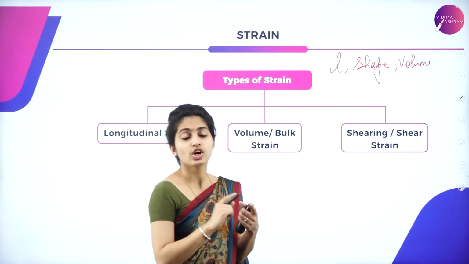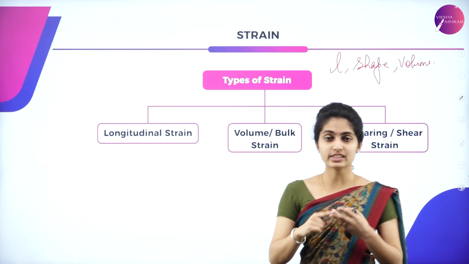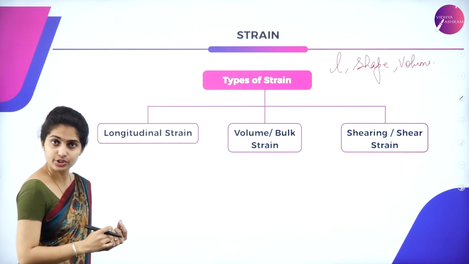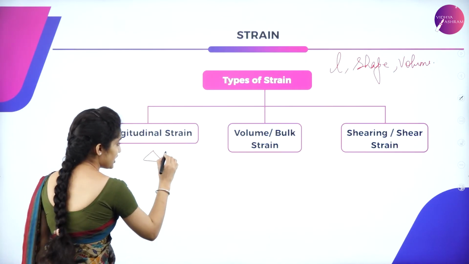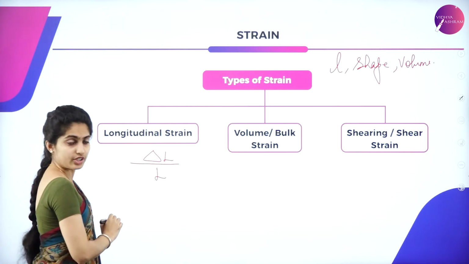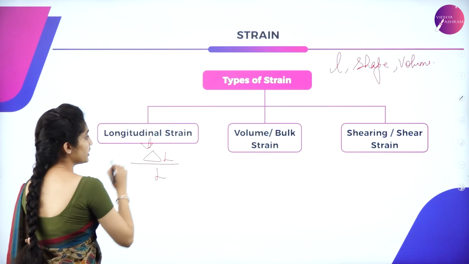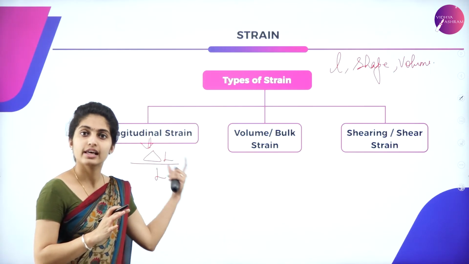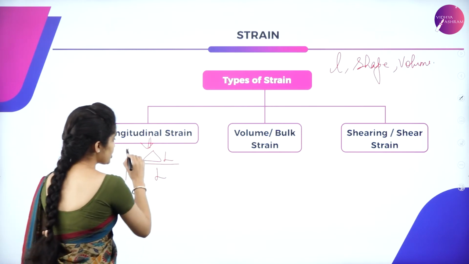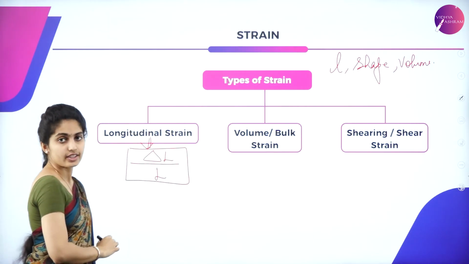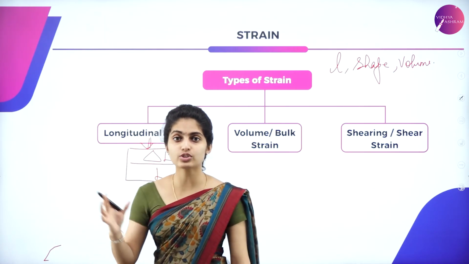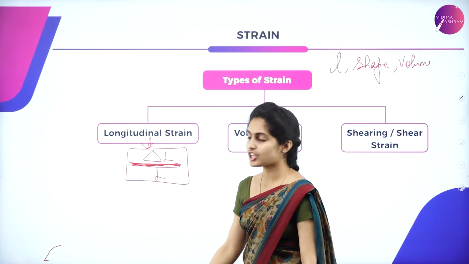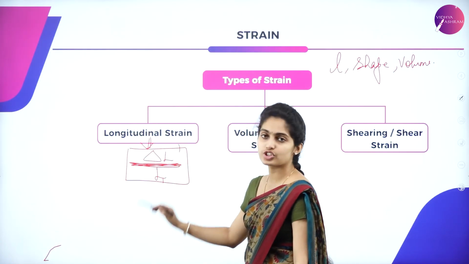Either the length changes, or else its volume changes, or else its entire shape changes. Here, when you talk about longitudinal strain, it is the change in its length to the original length. Or it is also called the change in its longitudinal length. So that is the ratio of change in length to its original length. Ratio means this division of the change in length by its original length.